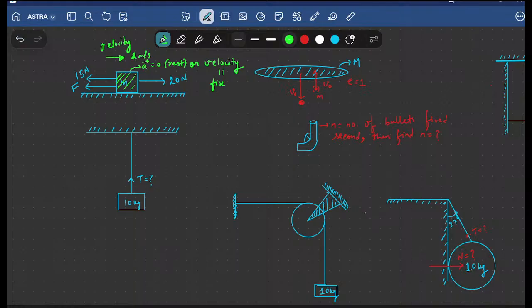So you must understand that acceleration equal to zero doesn't mean the body is at rest only. It might move with a constant velocity also, right? So this is 20 Newton, this is 15 Newton. So what is the value of F? F is 5 Newton, right? You must have seen questions like this, especially in NEET.